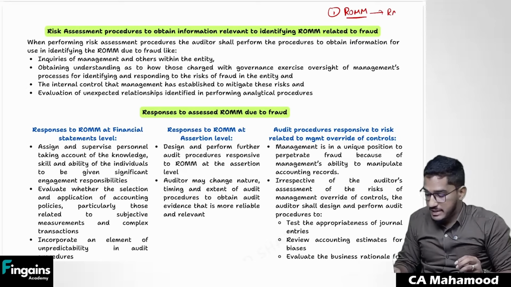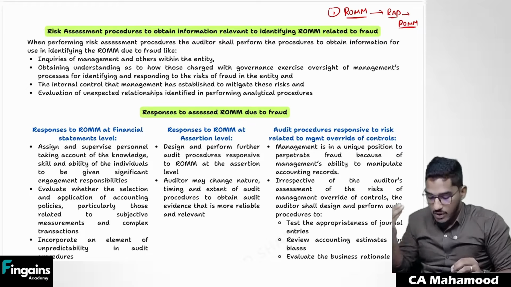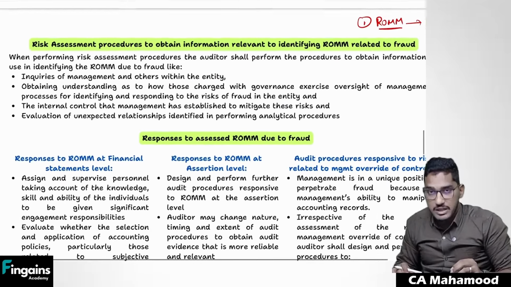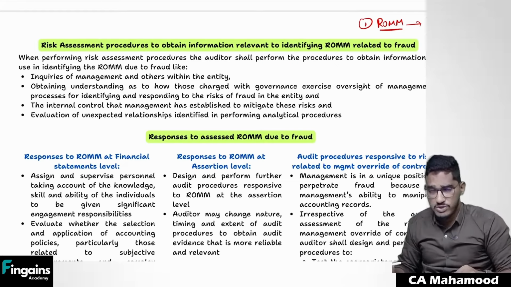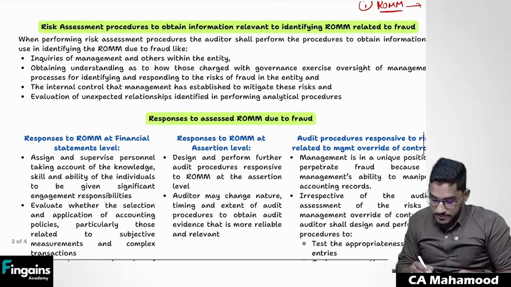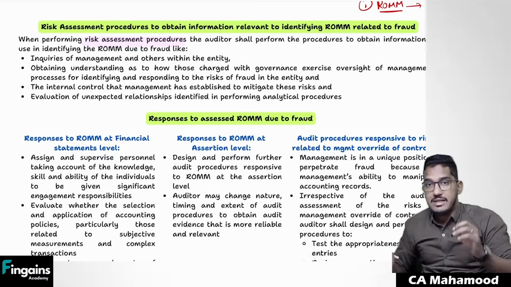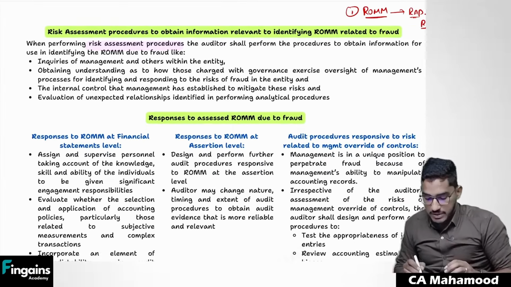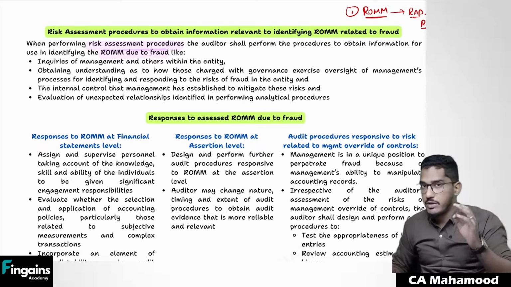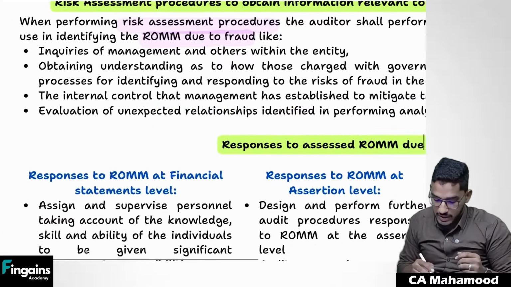So while performing risk assessment procedures, you need to identify, is there any risk of material misstatement related to fraud? Sir, how can I identify that risk? The standard is telling a few steps here. When you are performing risk assessment procedures, when you are understanding the entity and its environment, you should try to obtain information whether there is a risk of material misstatement due to fraud. How, sir? Number one, simply you have to go and inquire the management.